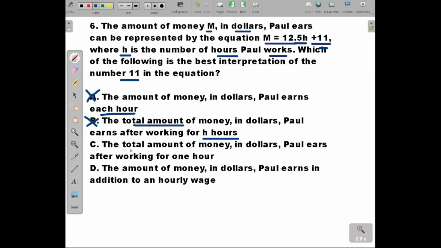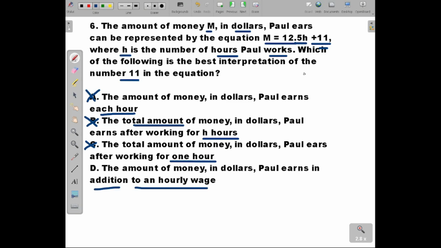And C, the total amount of money in dollars Paul earns after working for 1 hour. Again, this is the same as B. For 1 hour or each hour, we do not have any condition that says that he'll earn more or less. It cannot be C.